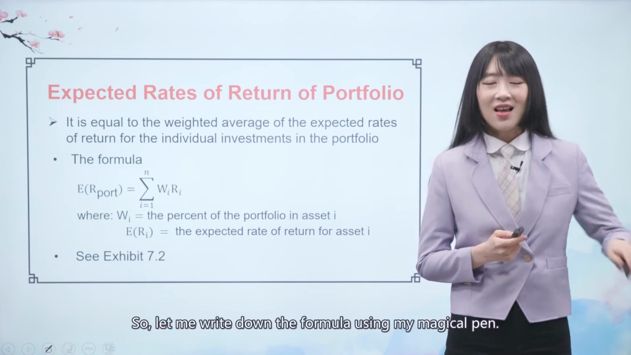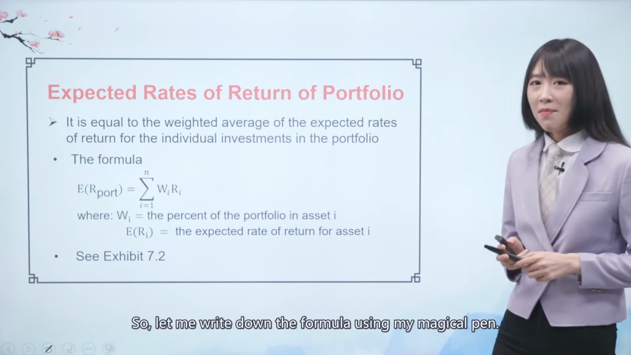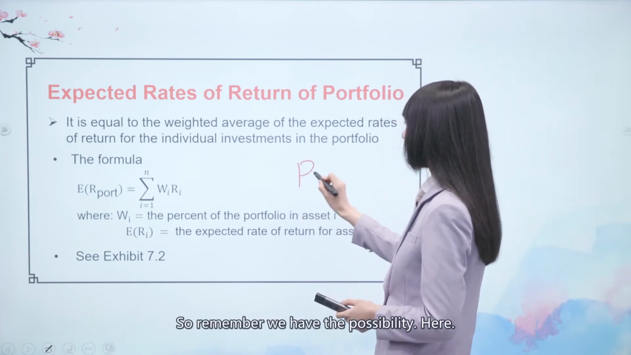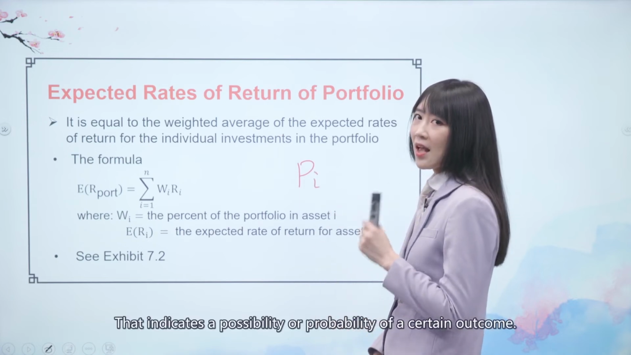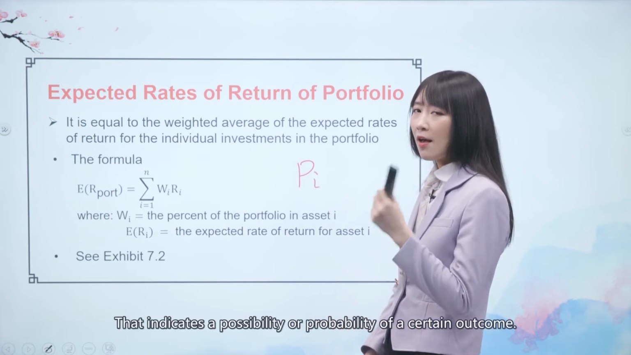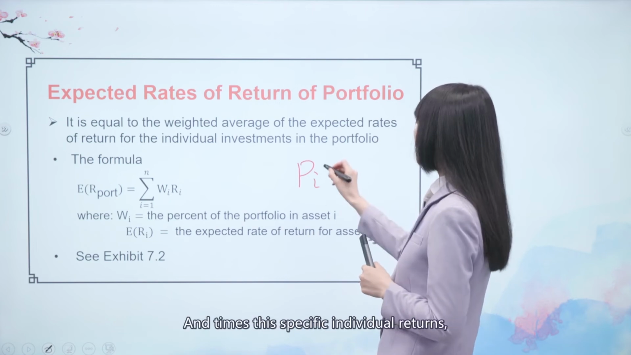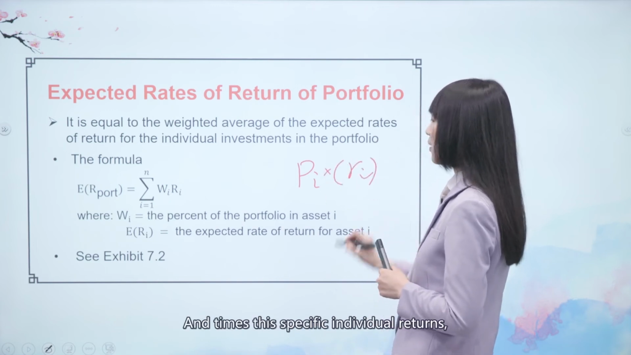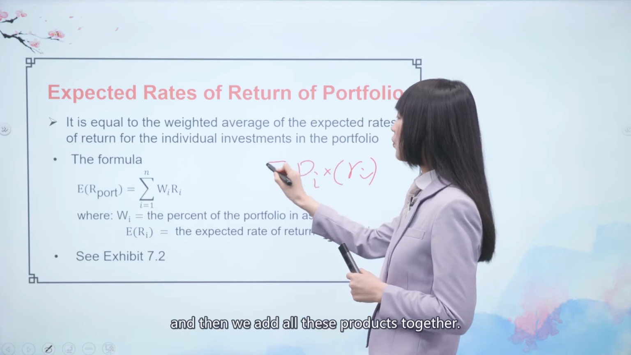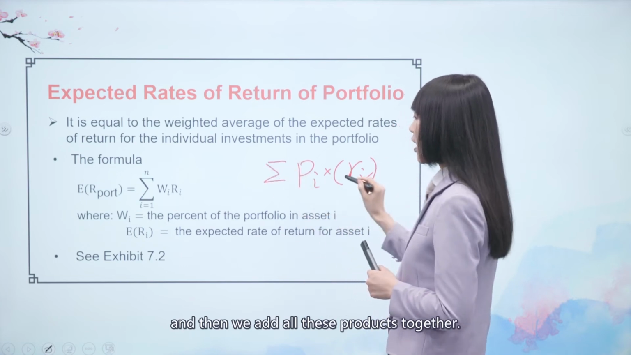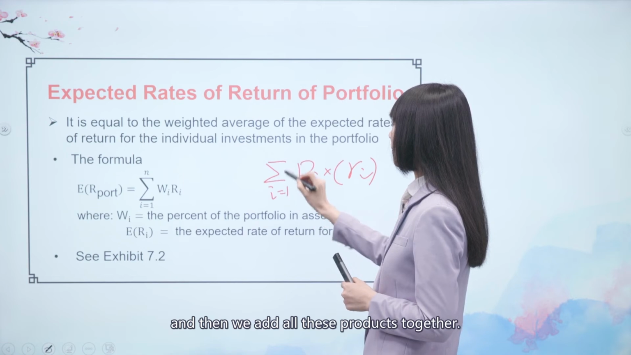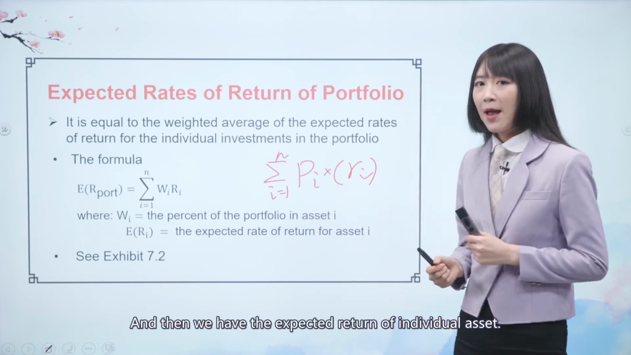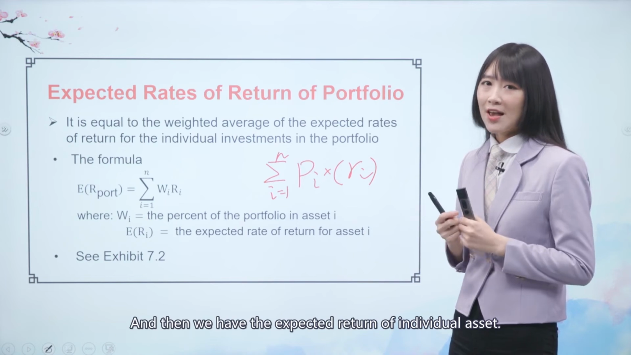So let me write down the formula using my magical pen. Remember, we have the probability of a certain outcome, and we multiply it by the specific individual returns. And then we add all these products together. And then we have the expected return of an individual asset.